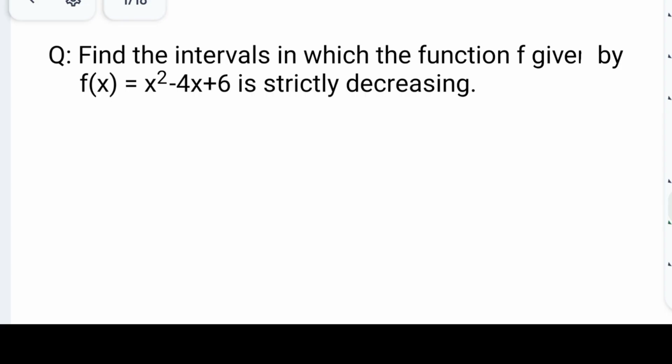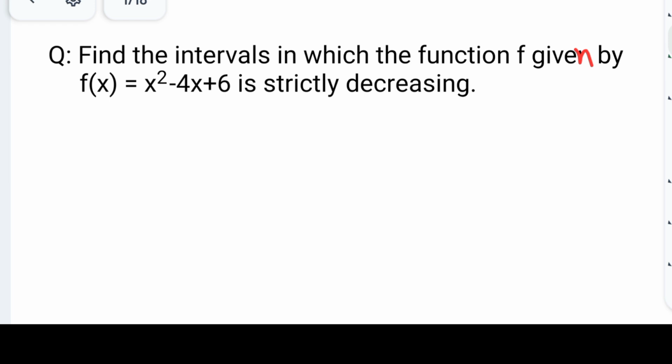Hello students, in this video we are going to discuss this question. Find the interval in which the function f given by f(x) = x² − 4x + 6 is strictly decreasing. When we check this type of question, like strictly decreasing, strictly increasing, or increasing or decreasing, this is a question from application of derivatives.